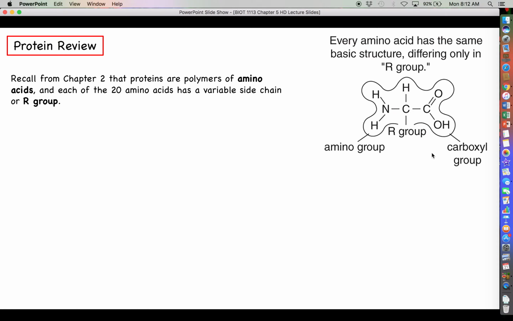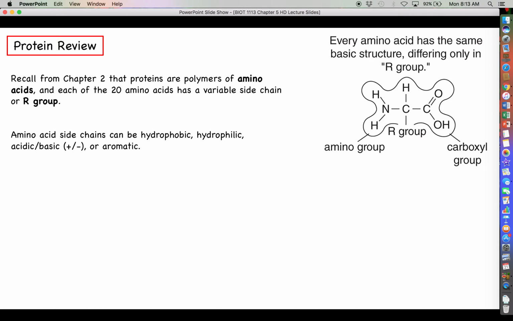So if we look at an amino acid structure, every amino acid is going to look the same with the exception of its R group. So every amino acid is going to have an amino group, a carboxyl group, and then finally that variable R group. So each one of the 20 amino acids looks exactly the same, but each one has its own unique R group, which is going to give that particular amino acid its own chemical properties.